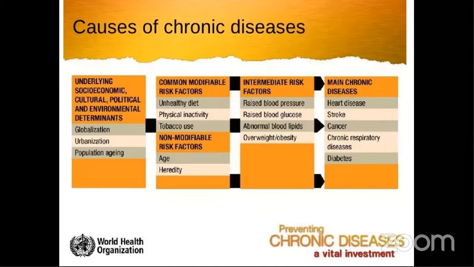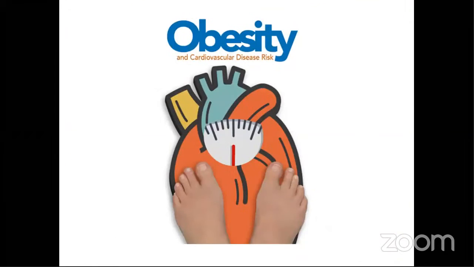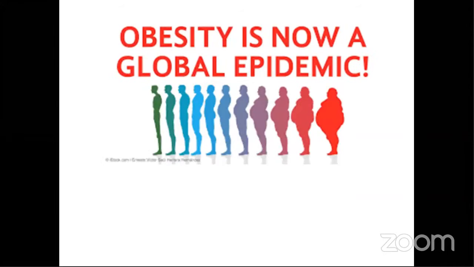Now, there are common modifiable risk factors and there are non-modifiable risk factors. We can't change the non-modifiable risk factors, but we do have the ability to change the common modifiable risk factors. And we're going to be looking at obesity first. Obesity is now a global epidemic.